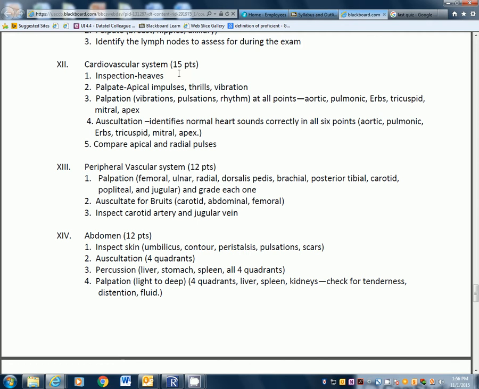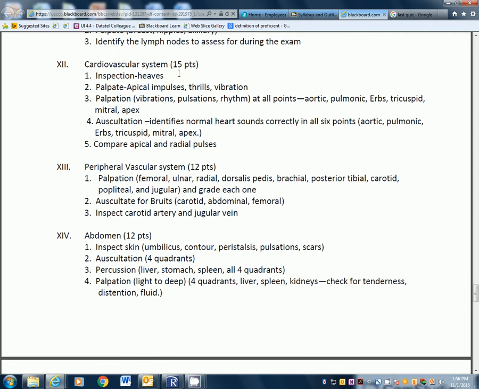All right, then you're going to check for thrills. A thrill, this is on page 474, is a palpable vibration. It's felt on the chest wall, and it feels like the throat of a purring cat, if you've ever felt that. The thrill signifies turbulent blood flow and accounts for loud murmurs. So you would feel across the chest, palpating for vibrations.